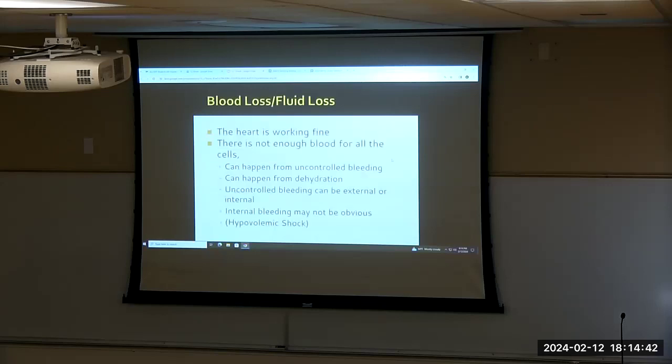All right, blood loss and fluid loss. This is one you're going to come across the most. Your heart's working fine, your vessels are the right size, but you've lost all the fluid or all your blood. This is like what happens when you get a major rupture or bleed, or you become extremely dehydrated from being sick.